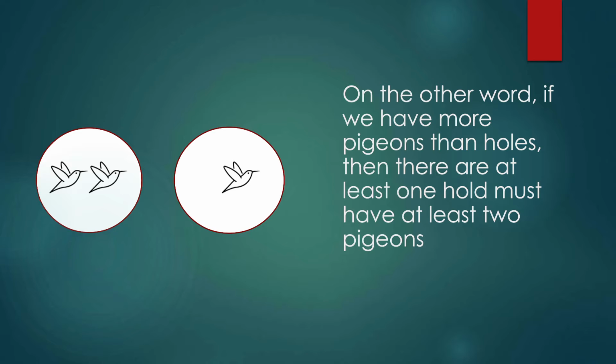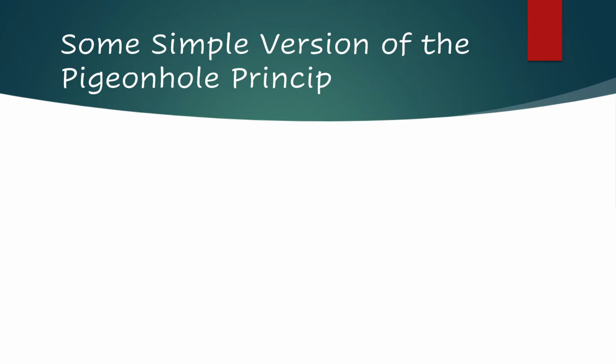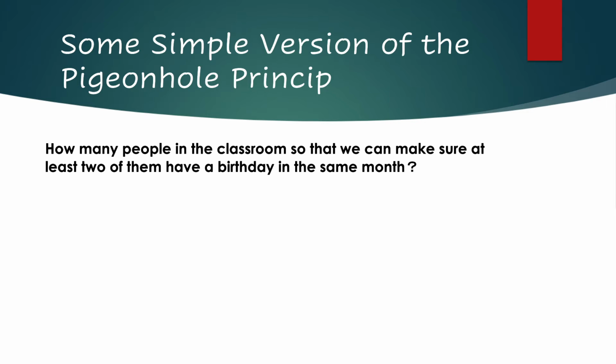Let's do a simple example to make it clear. How many people must be in the classroom so that we can make sure at least 2 of them have a birthday in the same month?